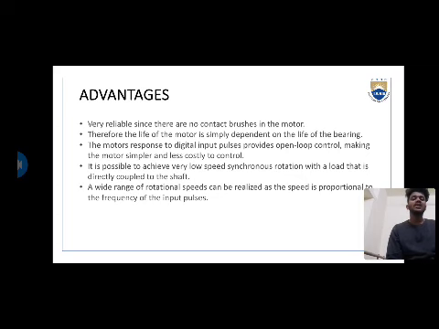Advantages. Very reliable since there are no contact brushes in the motor. Therefore, the life of the motor is simply dependent on the life of the bearing. The motor's response to digital input pulses provides open loop control, making the motor simpler and less costly to control. It is possible to achieve very low speed synchronous rotation with a load that is directly coupled to the shaft.